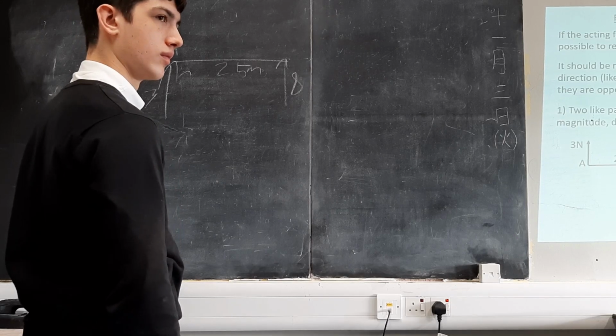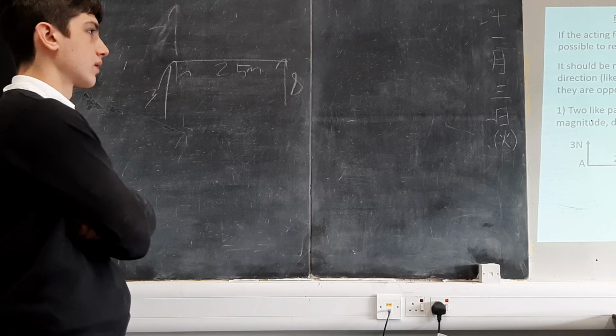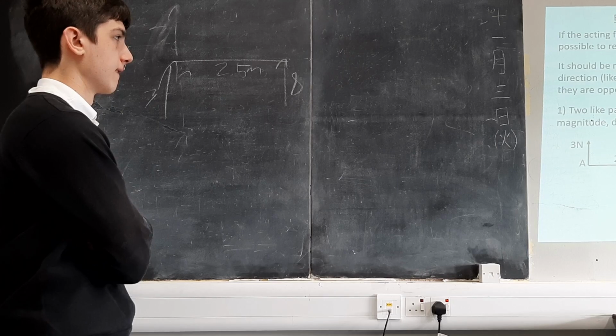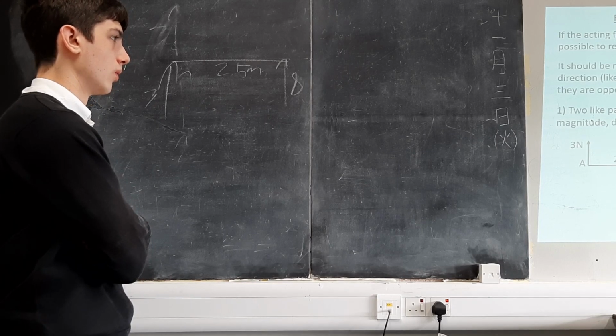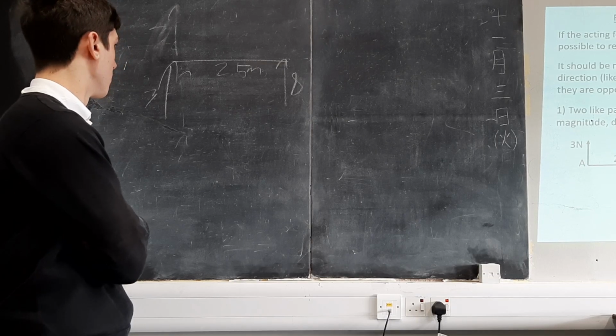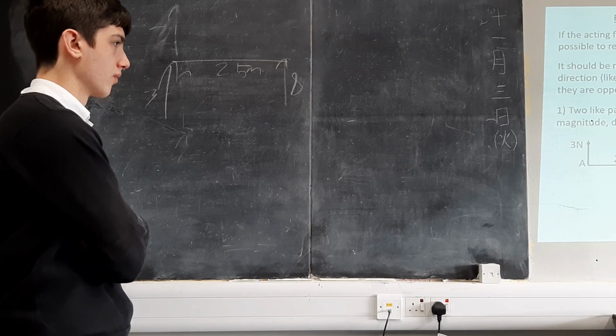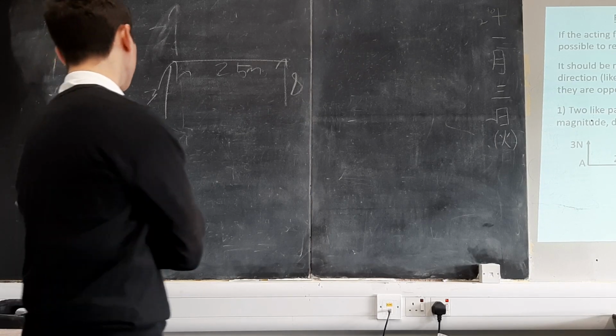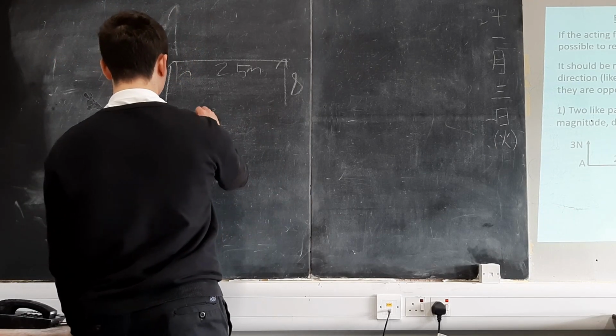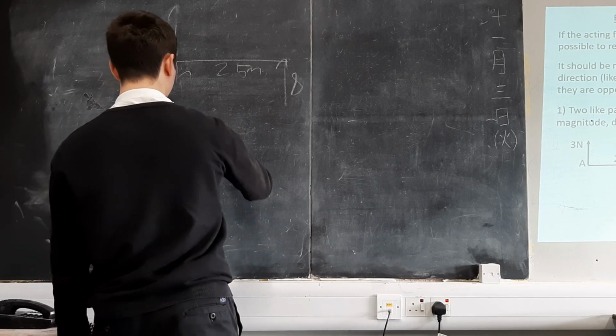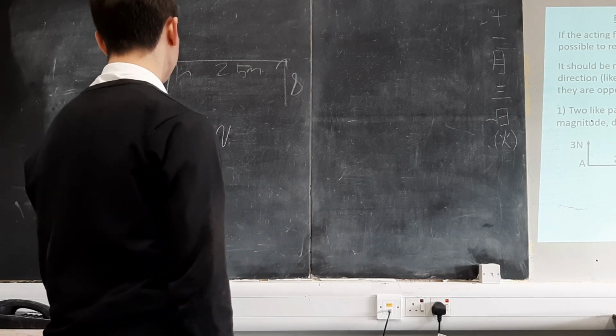If two forces are parallel but do not form a couple, it is possible to replace it with a single force. It should be noted that if the parallel forces are in the same direction, the resultant force will be between the forces. If they're opposite, it will lie outside the forces. So 3 plus 8, so 11. That's the force. Now to find where it would be.